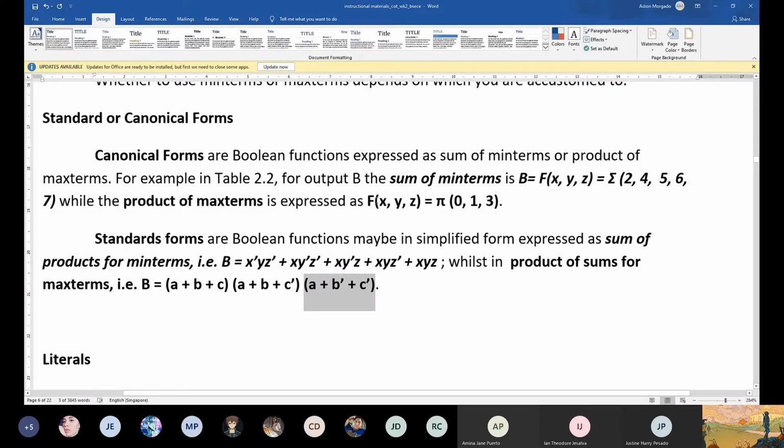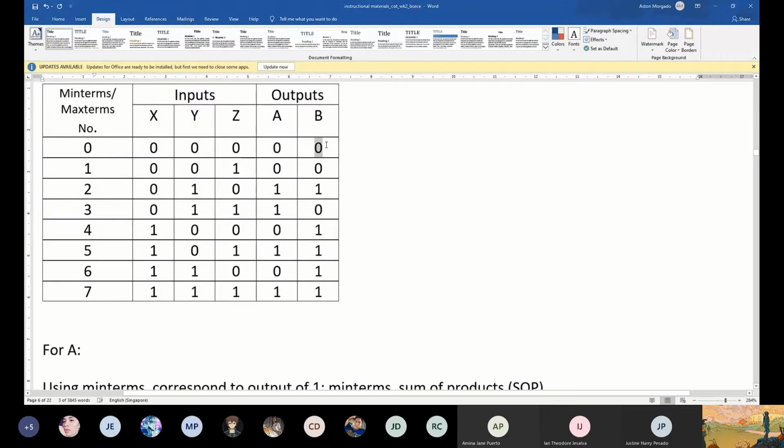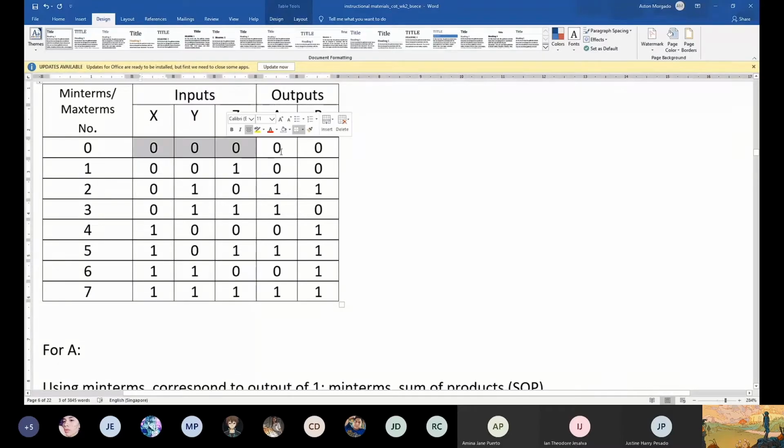Ito pa rin yun. So, it is related here. 0, 1, 3. So, let's see, ano ba inputs ni 0, 1, 3? Max term 0 has an input of 0, 0, 0. So, in terms of max terms, these are actually x plus y plus z. For max term 1, 0, 0, 1, x is 0, x plus y plus z prime. And for max term 3, another output of 0. So we have x plus y prime plus z prime. So let's check.